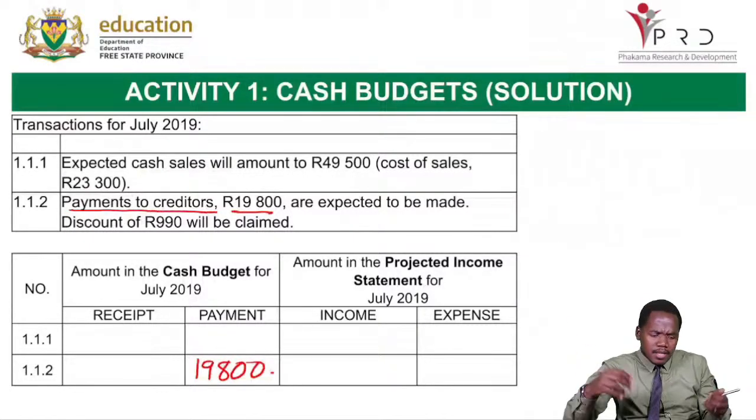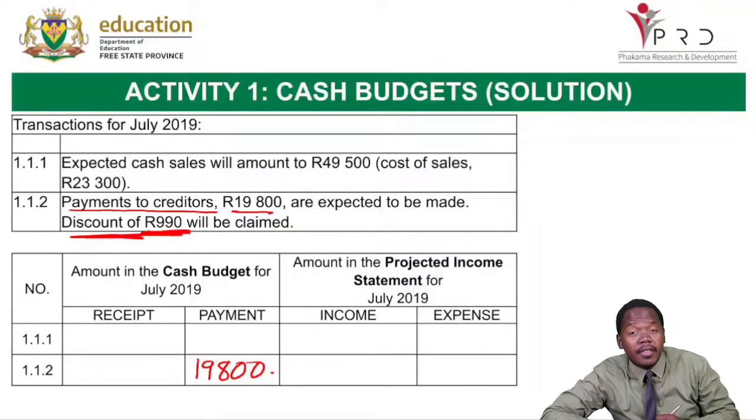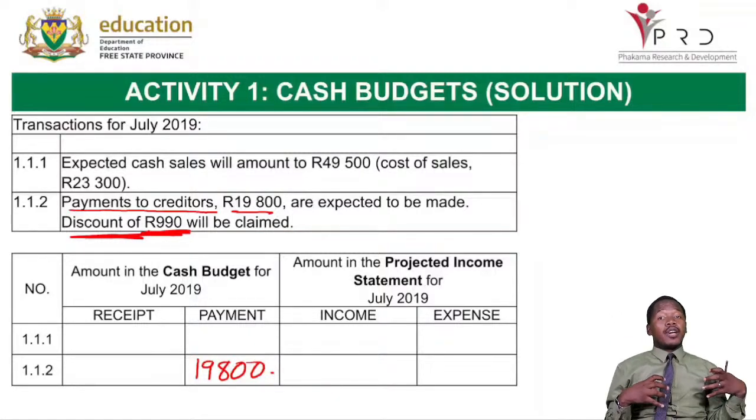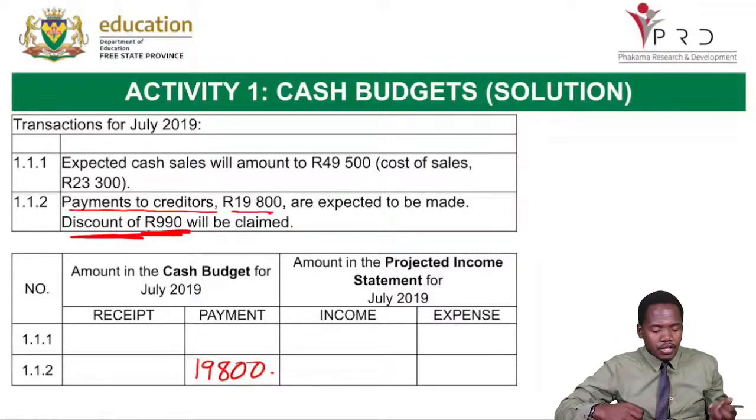No, it is not there. It doesn't exist, so it won't be part. But we have discount that will be claimed. Is discount there in your cash budget? The answer is no, it is not there.